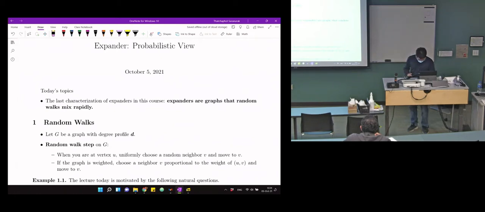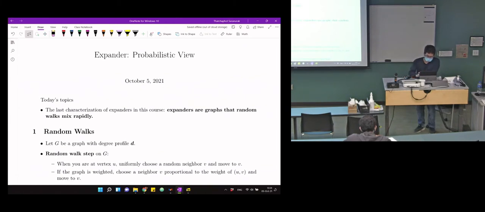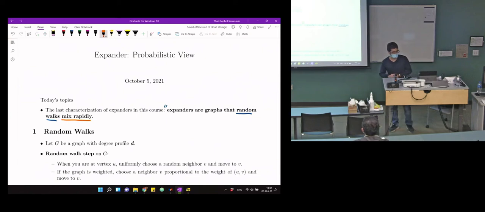Okay, so let's start. Today we're gonna look at the last characterization of expanders, which is to view it in the probabilistic way. The message of this class is to say that expanders are exactly the graphs such that random walks mix rapidly. So I will just need to tell you what random walks are and what it means to be mixed.